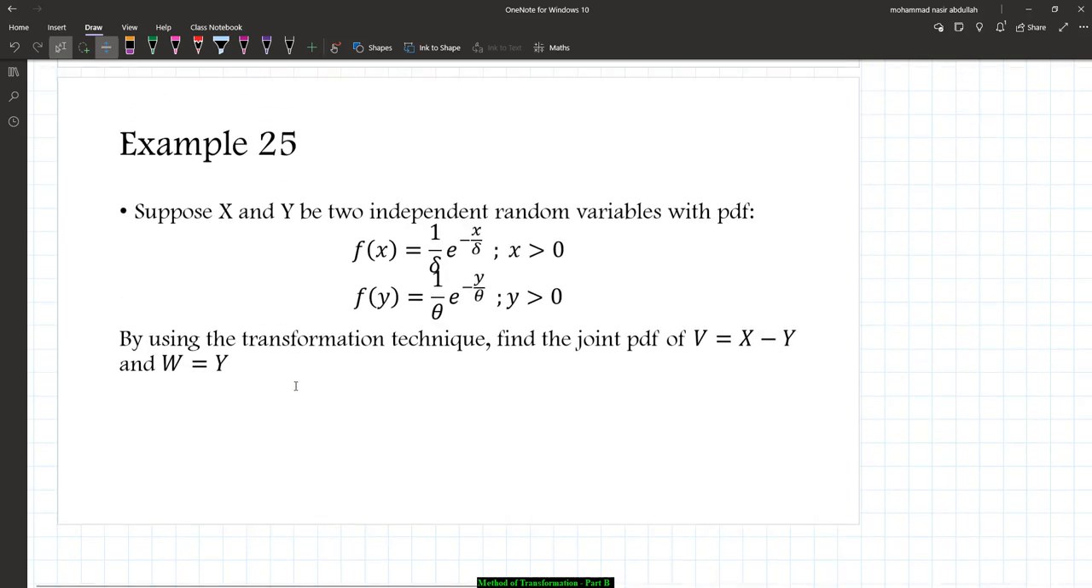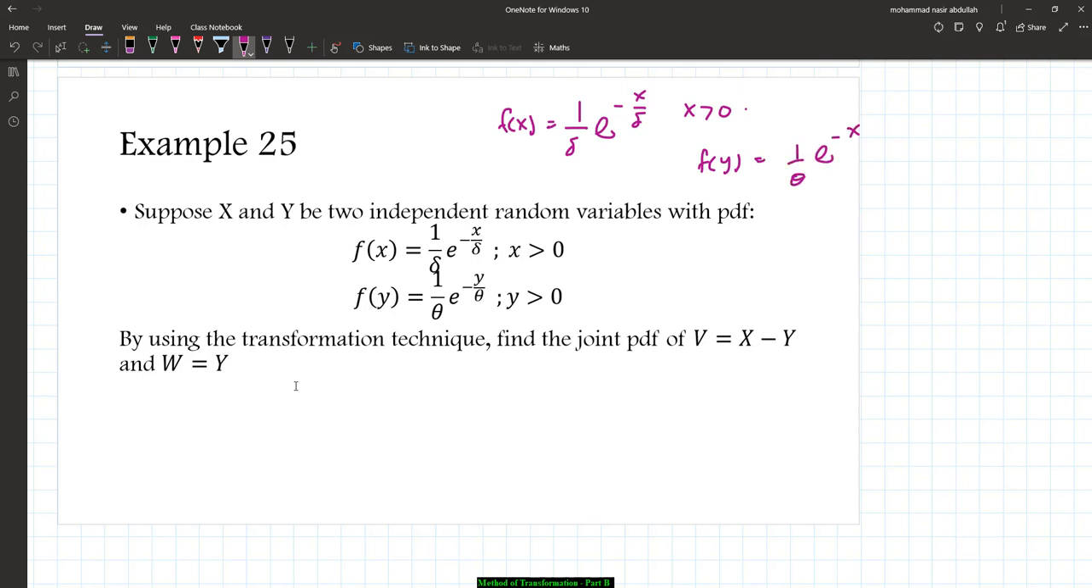So now, the PDF of X is fx equal to 1 over delta exponential negative x over delta, x is more than 0. And fy is equal to 1 over theta exponential negative y over theta. If you notice, this is an exponential distribution. Both X and Y have exponential distribution. So we want to find the joint PDF of V equal to X minus Y and W equal to Y.